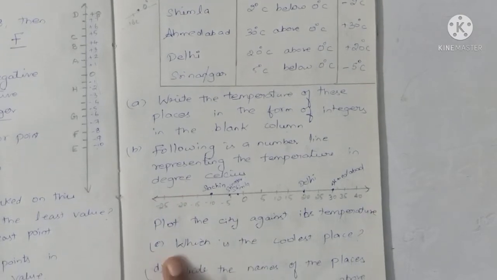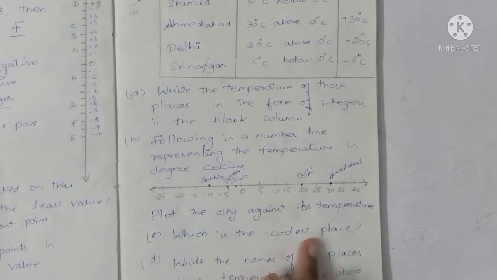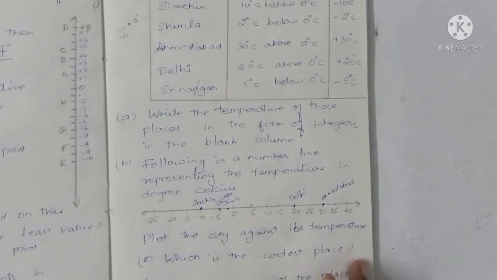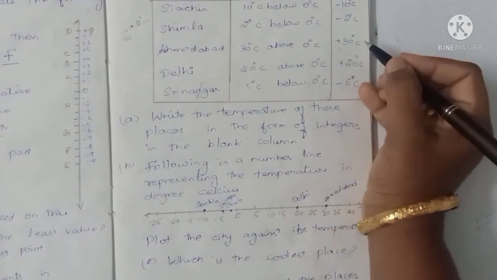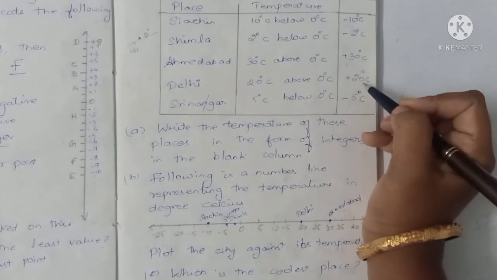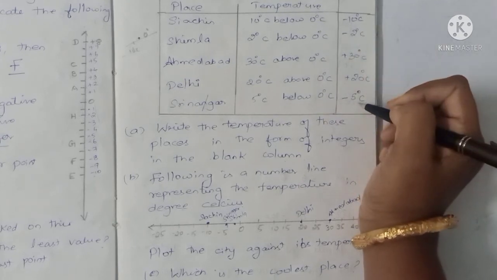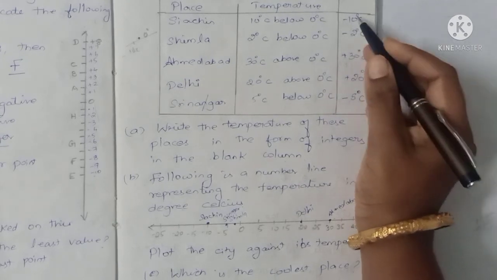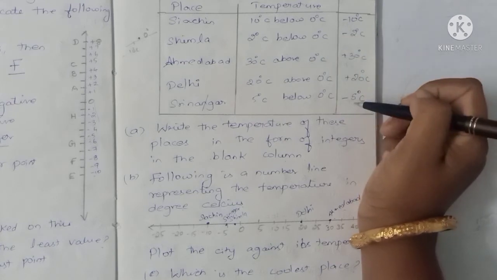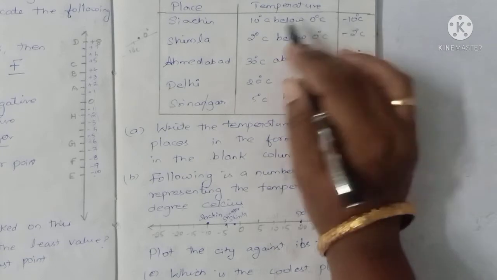Next, subdivision C. Which is the coldest place? So which is the coldest place? You just consider the tabular column. Minus 10, minus 2, plus 30, 20, minus 5. So in this you just consider the negative sign. Minus 10, minus 2, minus 5. So which is the coolest place? So definitely Siachen is the coolest place.